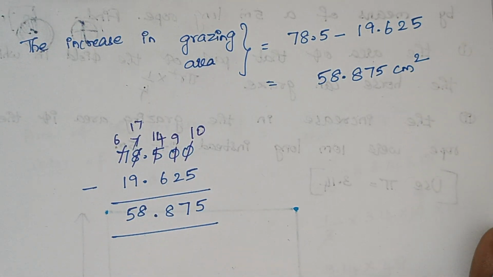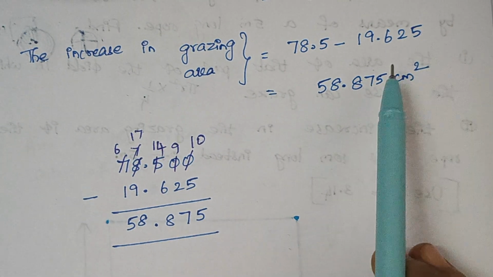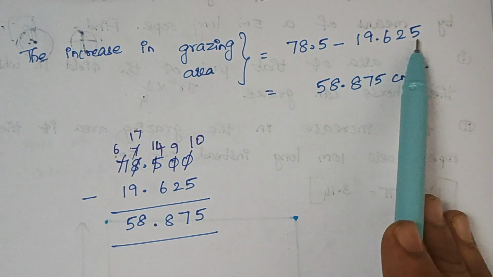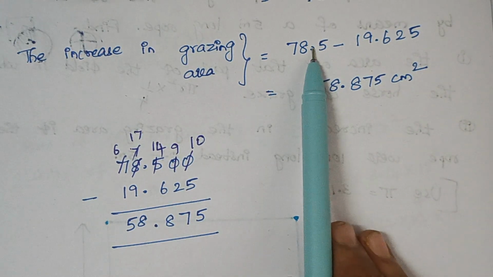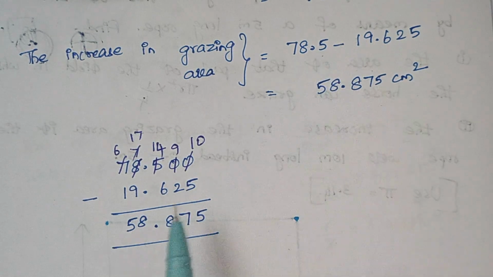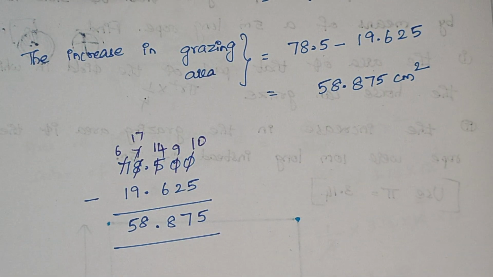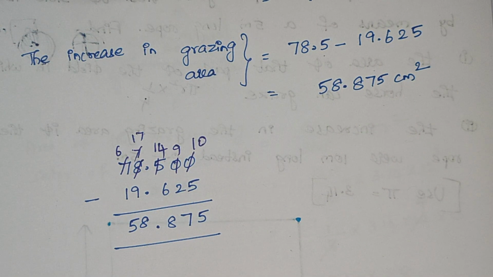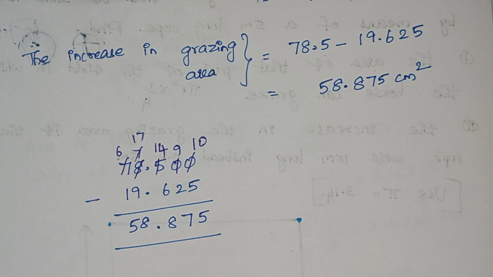So again, this is a simple subtraction. You write, so after this point, we are having 3 digits. So again, here after this point, we are having only 5. So you have to add 2 zeros at the back. Then as usual, simple subtraction here. Right. So the final answer is 58.875 meters square.